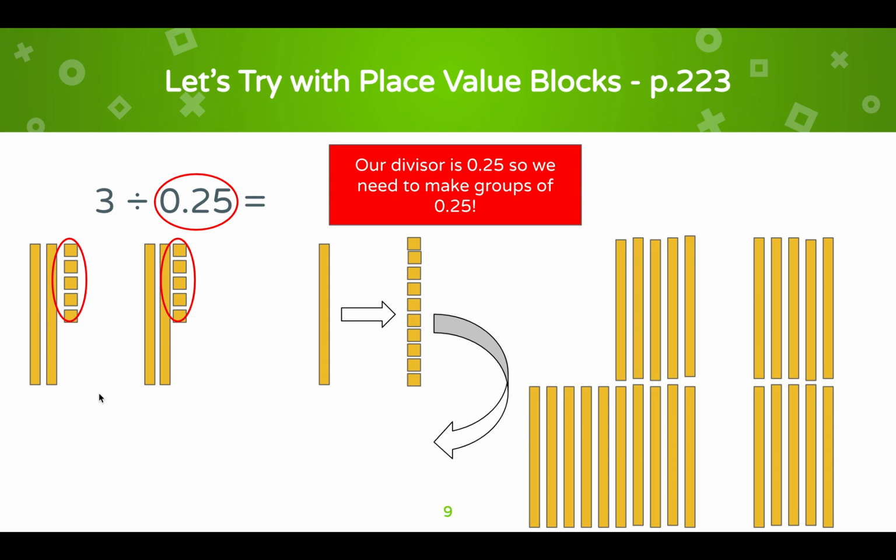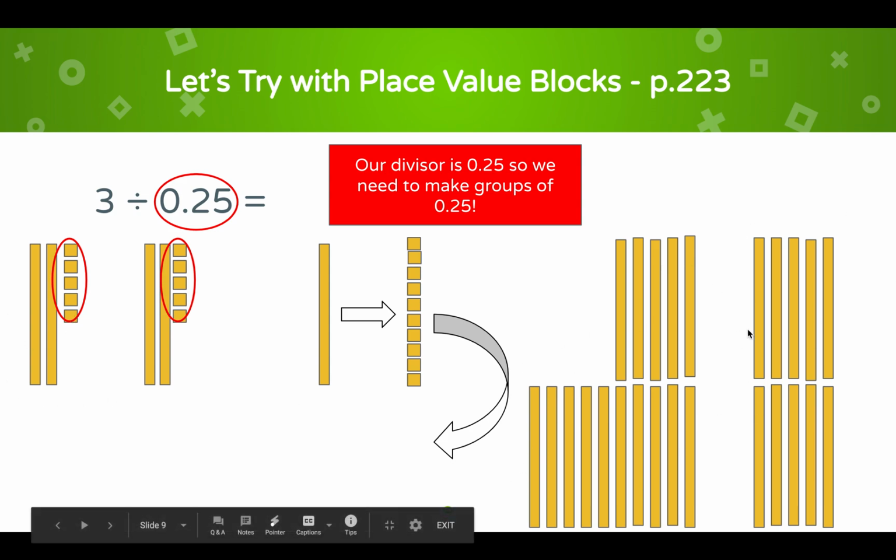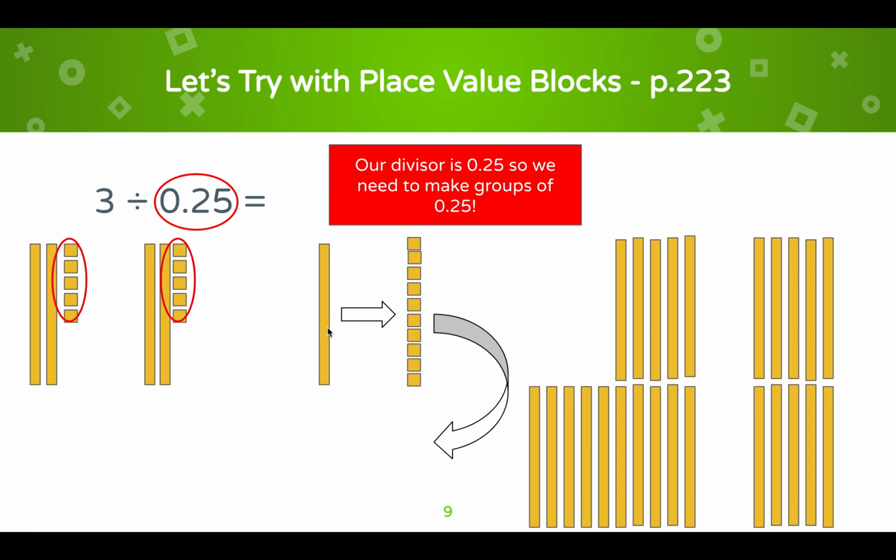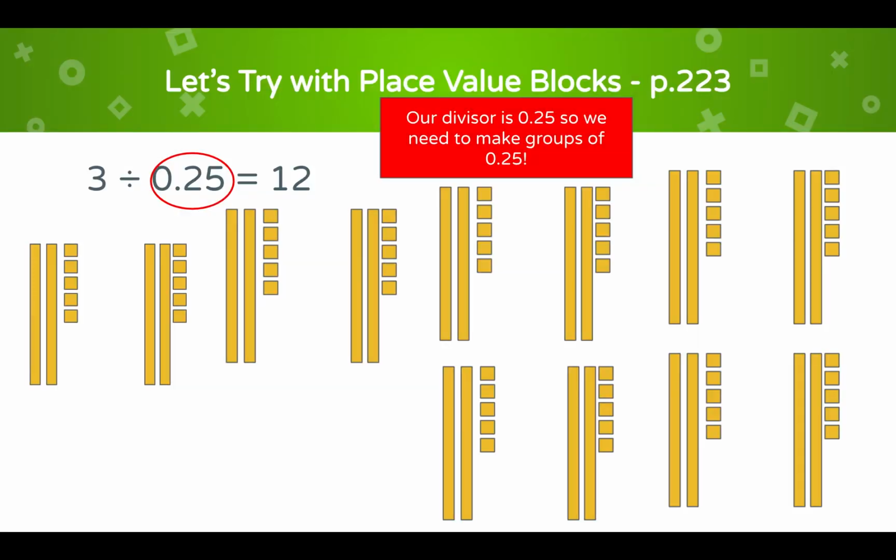And I just need to keep doing that until I have no more parts left over here. Okay, and remember, just taking 2 rods and then splitting the third rod into half gives you that 25 hundredths. All right, so now all I need to do is figure out how many groups of those 25 hundredths were in the whole number 3.